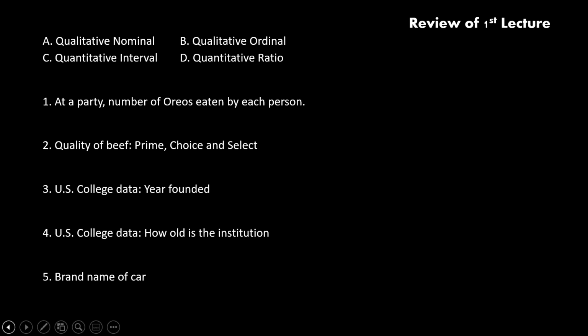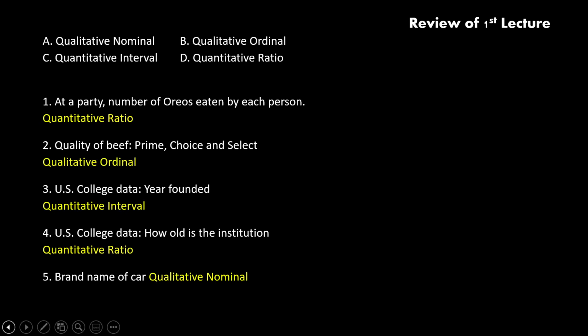Okay. And number 5, brand name of a car. What's that? Right. Qualitative nominal. Very good. So these are the answers. I think that's pretty straightforward, except for the interval ratio thing, but I hope that was easy to understand.